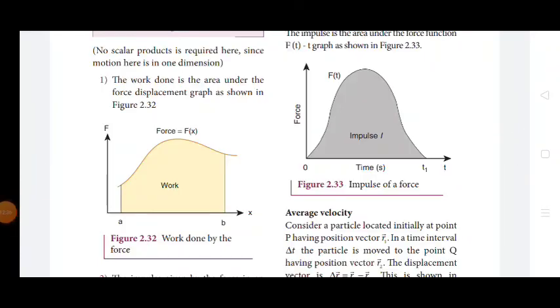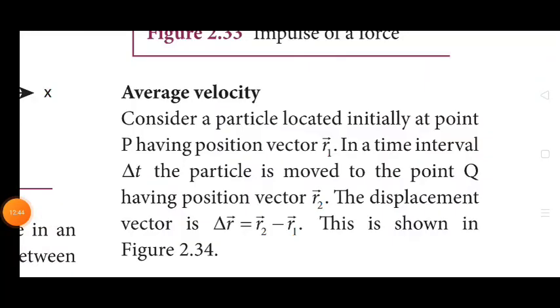Average velocity. Consider a particle located initially at a point P having position vector R1 vector. In a time interval delta t the particle is moved to the point Q, having position vector R2. The displacement vector will be delta R vector is equal to R2 vector minus R1 vector. Average velocity is equal to delta R vector by delta t. So diagram 2.34 is the average velocity kind of diagram.